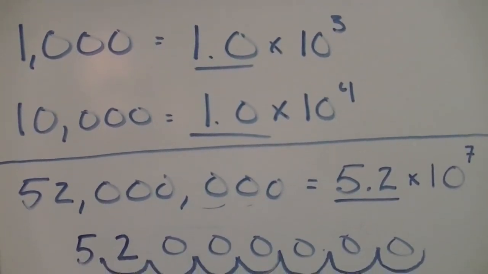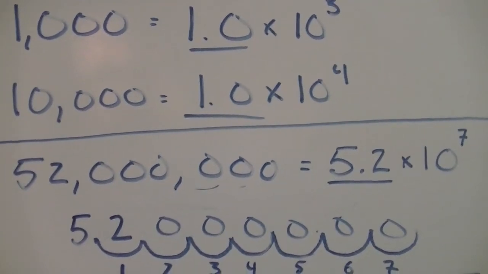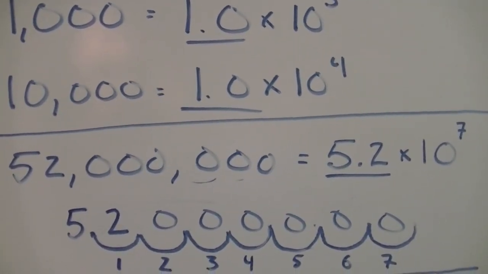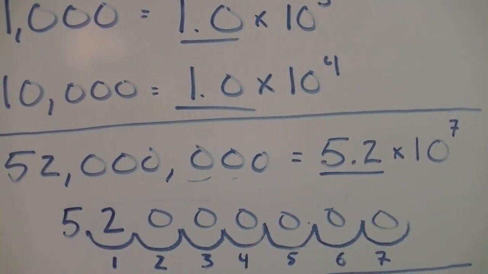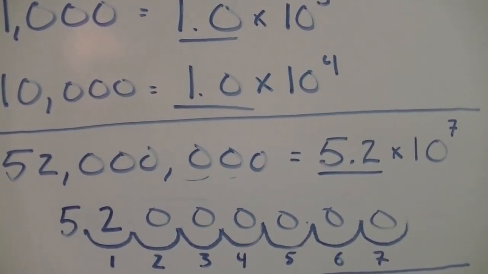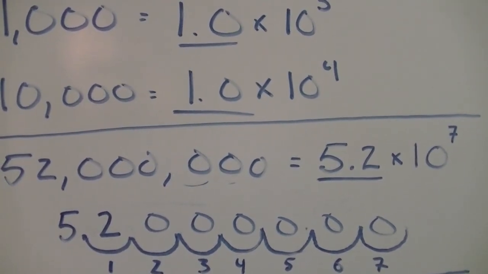Right? To convert that to a whole number, if you're more comfortable multiplying whole numbers, 5.2 times 10 to the 7th, what the exponent tells you is slide your decimal over 7 spots or add 6 zeros to get your whole number, and again you will end up with 52 million.